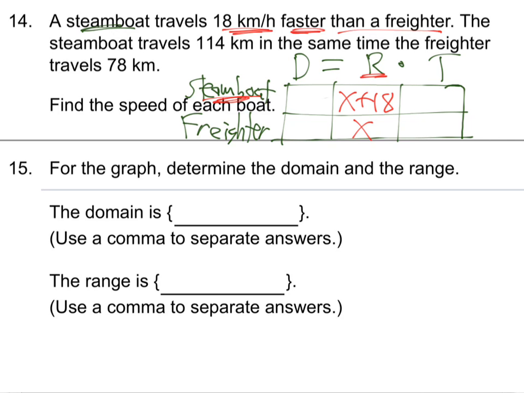Does that make sense? See how that's the same thing in every word problem? They go more or less. Just X add, X subtract. The other box is X, okay? What else? Steamboat travels 114 kilometers: distance, rate, or time? That's a distance for the steamboat. In the same time, like to see that? The freighter does 78. There's the distance for the freighter.